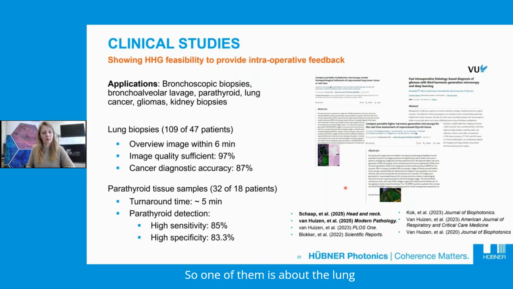One of them is about the lung biopsies. Here 109 biopsies were imaged of 47 patients. And it was shown that from the moment that you take the biopsy till the first overview image of the biopsy, it took only 6 minutes. So this is really fast. And the image quality of those images was sufficient in 97%. And then the pathologist also made a diagnosis based on those images and also based on the standard histology images, and those we compared. And then you saw that the diagnostic accuracy was 87%.